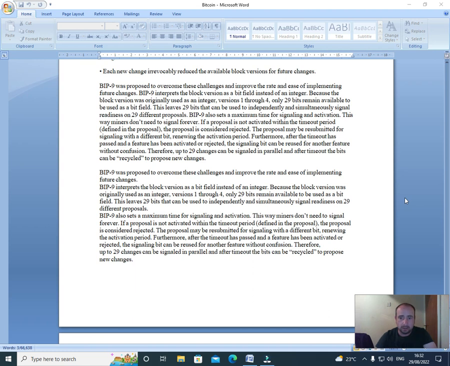Furthermore, after the timeout has passed and a feature has been activated or rejected, the signaling bit can be reused for another feature without confusion. Therefore, up to 29 changes can be signaled in parallel, and after the timeout, the bits can be recycled to propose new changes.